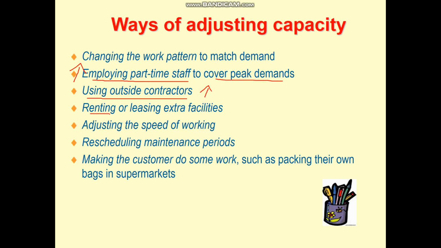Or we can also rent or lease extra facilities. When we want to increase our capacity, we rent. And if we have an extra facility, we can lease it to another company. Also, we can adjust the speed of working. If there are more customers, the speed of working should be higher to fulfill the customer requirement.